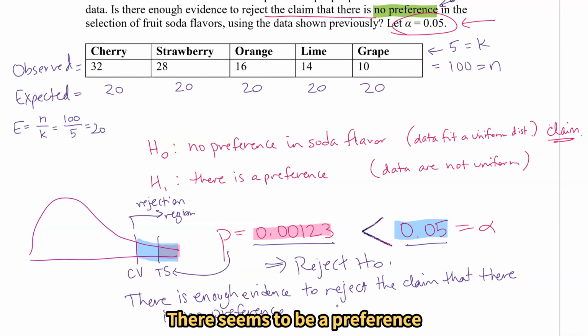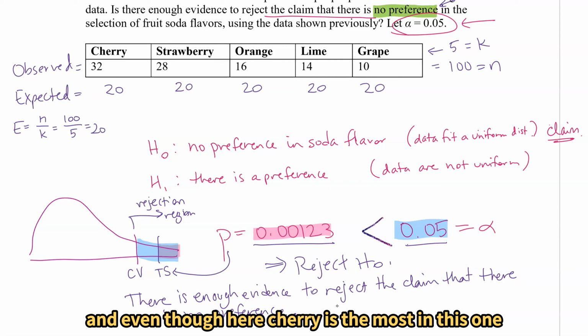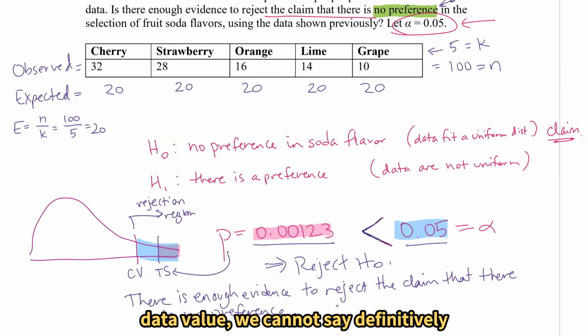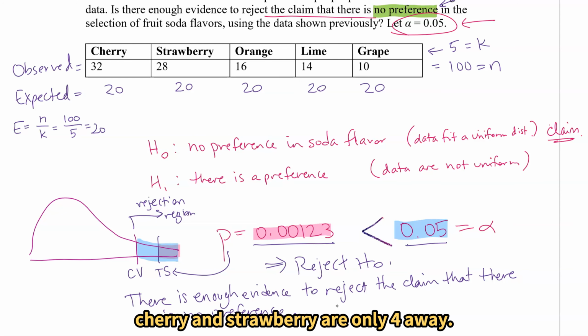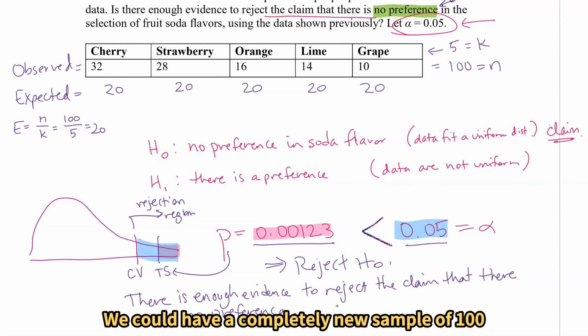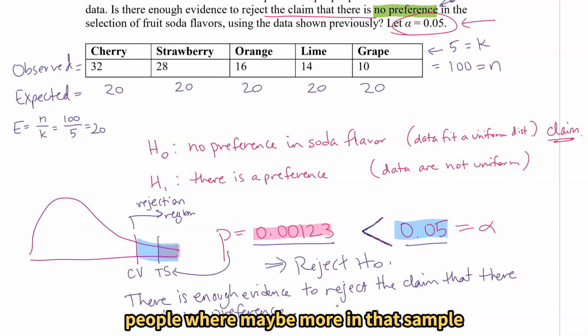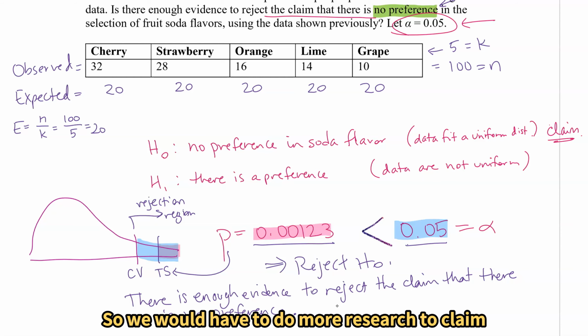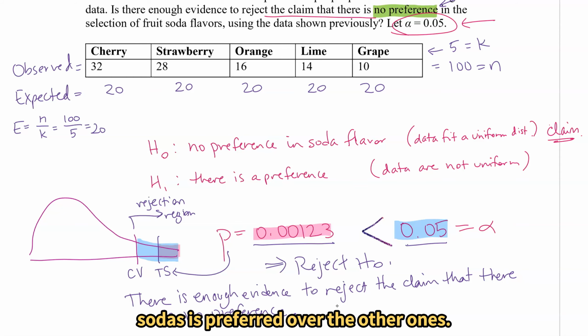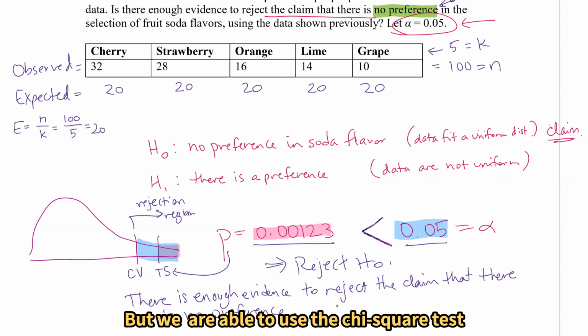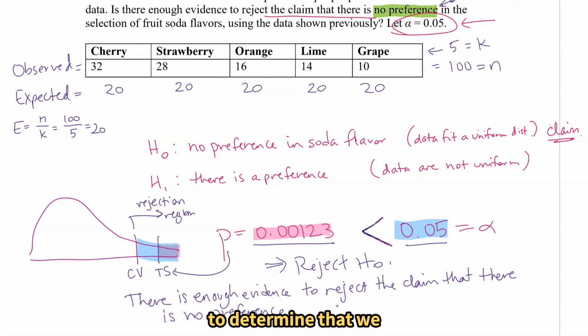There seems to be a preference, and even though here cherry is the most in this one data value, we cannot say definitively that cherry is the preference. Because notice that cherry and strawberry are only 4 away. We could have a completely new sample of 100 people where maybe more in that sample select strawberry over cherry. So we would have to do more research to claim which of these sodas is preferred over the other ones. But we are able to use the chi-square test to determine that we do not have a uniform distribution in this soda preference.